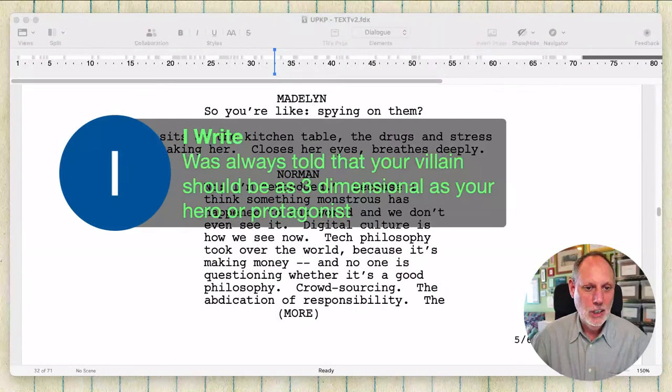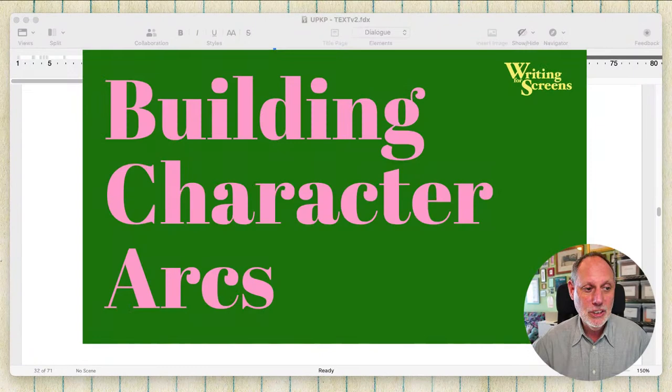Yes, your villain should be as three-dimensional as your hero or protagonist. This is every character. Once again, I'm gonna push this one: character arcs. Every single character, the smallest bit character, is three-dimensional if you do it right.